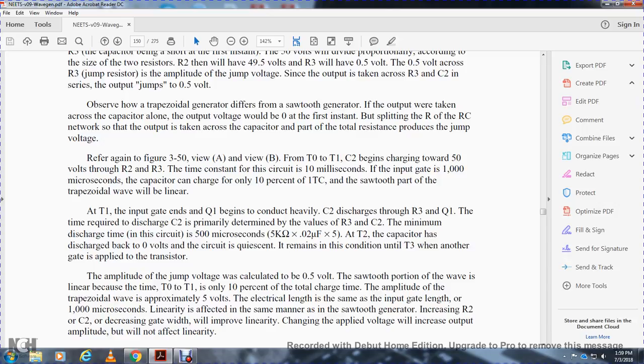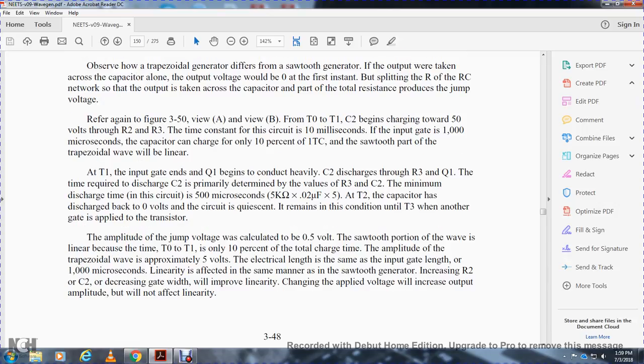The capacitor can charge with only 10% of one time constant, so the sawtooth part of the trapezoidal wave will be linear. Time 1, the input gate ends with transistor 1. Transistor 1 begins to conduct heavily, and capacitor 2 discharges through resistor 3. The time required for the discharge of capacitor 2 is primarily determined by the value of resistor 3 and capacitor 2.